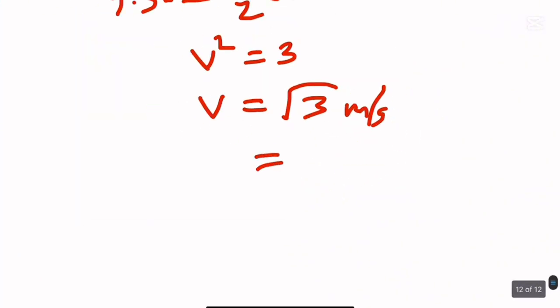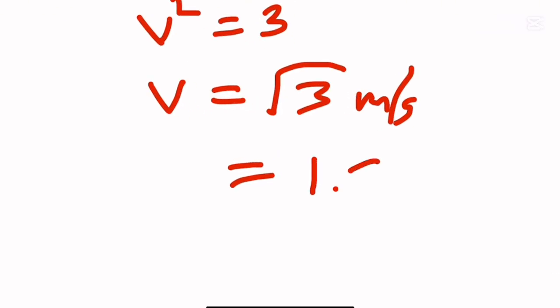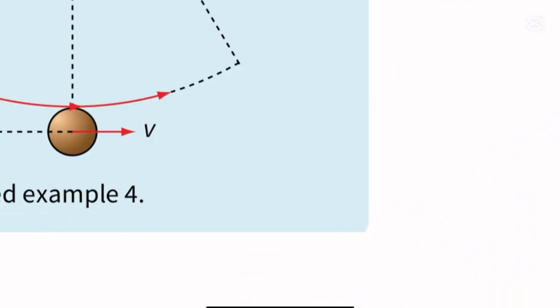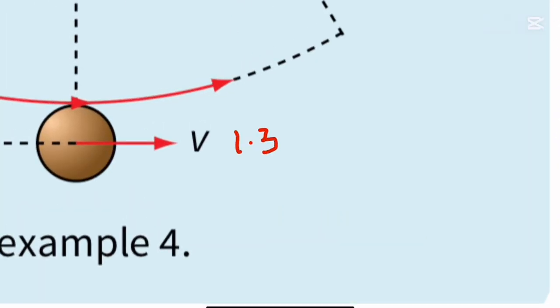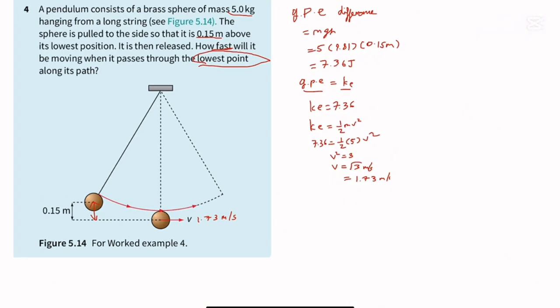Okay, so we can keep this as a root, or we can just use the calculator. About 1.73 meters per second. So the ball will be moving at 1.73 meters per second at its lowest point.